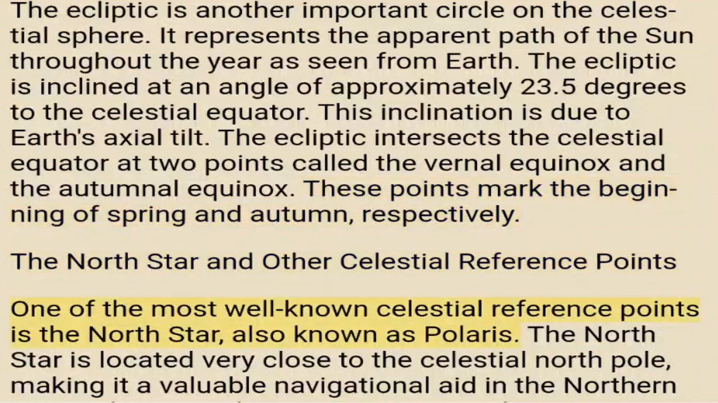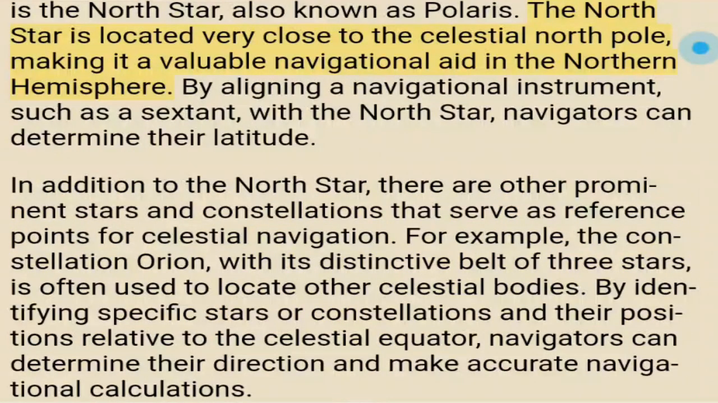One of the most well-known celestial reference points is the North Star, also known as Polaris. The North Star is located very close to the celestial North Pole, making it a valuable navigational aid in the northern hemisphere. By aligning a navigational instrument, such as a sextant, with the North Star, navigators can determine their latitude.